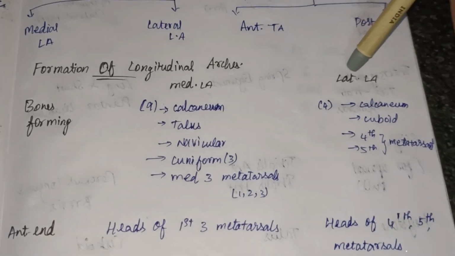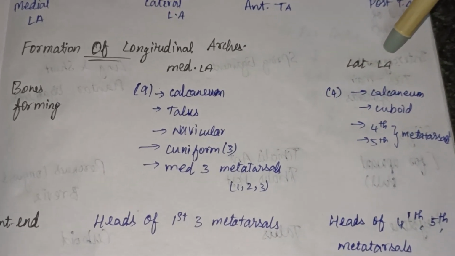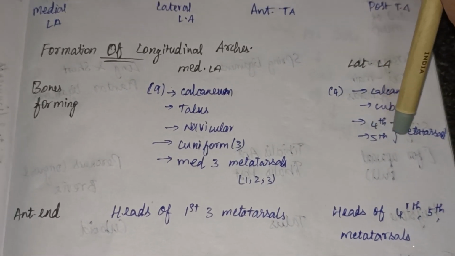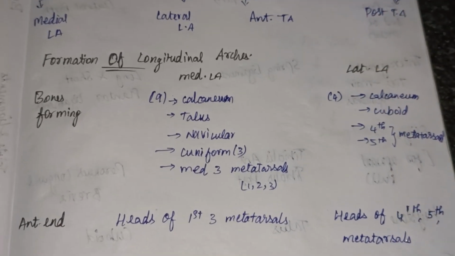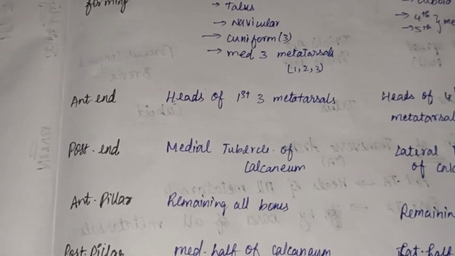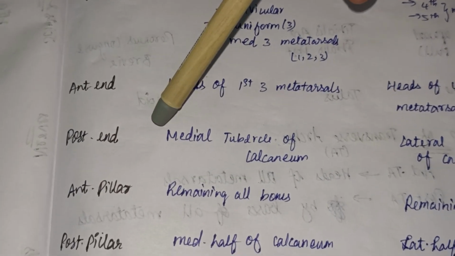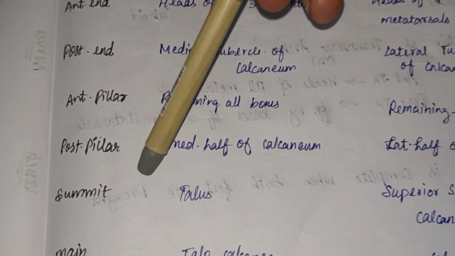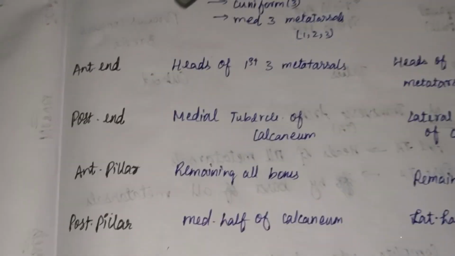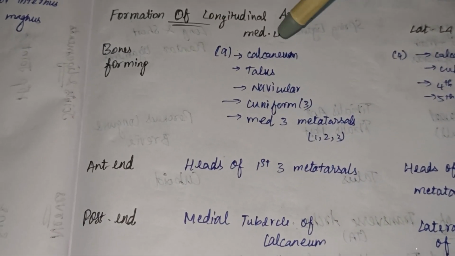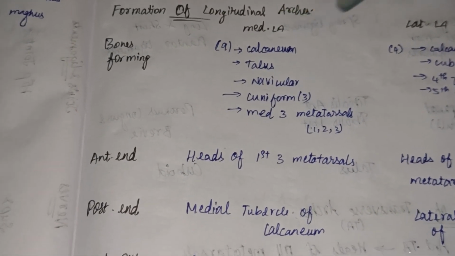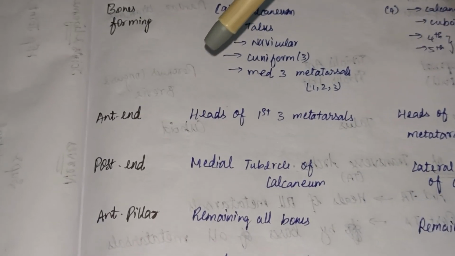Next, lateral longitudinal arch is formed by the calcaneum, cuboid, 4th and the 5th metatarsal. This is what forms the lateral longitudinal arch. Next, anterior end, posterior end, anterior pillar and summit and the main joint. These are all the differences that form the boundary between the medial longitudinal arch and the lateral longitudinal arch. Let us see one by one.